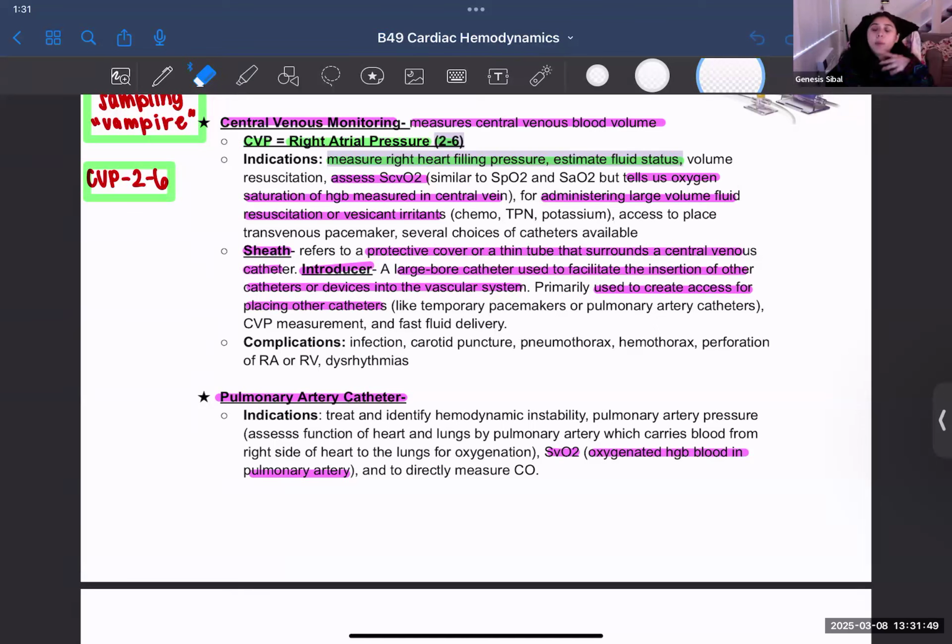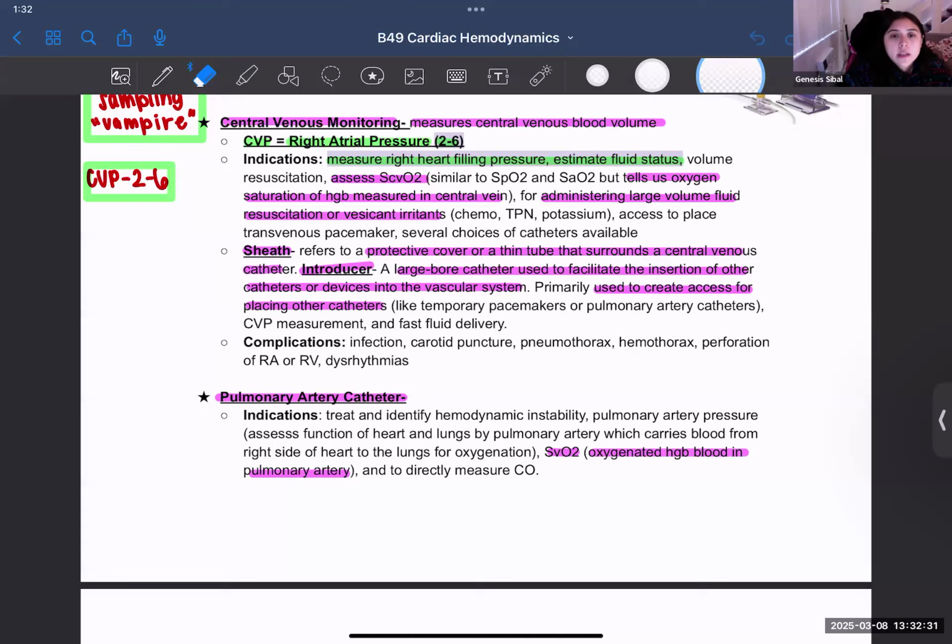So again, this is knowing the anatomy, right? You're measuring the right heart filling pressure, estimating the fluid status. Anatomy wise, what are we talking about? The right atrium. Oh wait, central. It goes from your superior vena cava to your inferior vena cava, and then it goes to your right atrium. So this kind of sounds a lot like venous return. Yeah, it's basically kind of what it is, but it's more specific. It's how much your heart is filling, what is the pressure within that, and it helps you to estimate the fluid status because again, we're talking about venous, right?